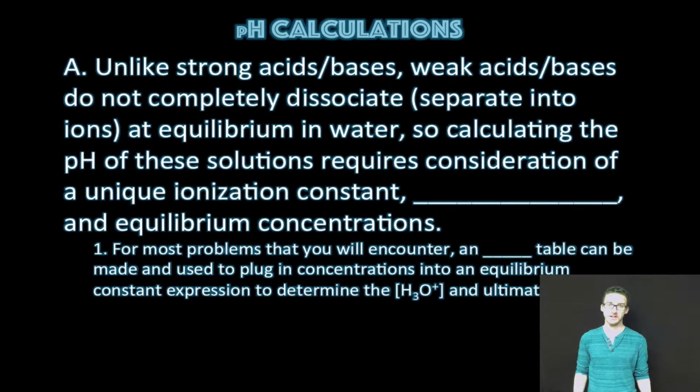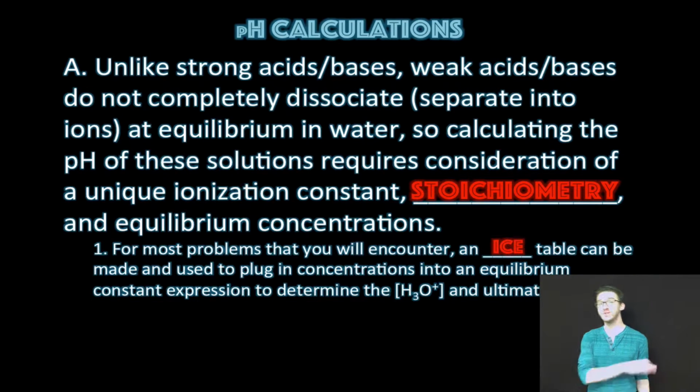A little bit different, because unlike strong acids and bases, weak acids and weak bases do not completely dissociate. They don't completely separate into ions. They create instead an equilibrium. So calculating the pH of these solutions requires consideration of unique ionization constants, so those Ka, Kb's, some stoichiometry, and equilibrium concentrations. Now, for most problems that we're going to encounter, you can simply use an ICE table to determine the equilibrium concentrations of hydronium ion or hydroxide ion to then ultimately determine the pH or pOH.